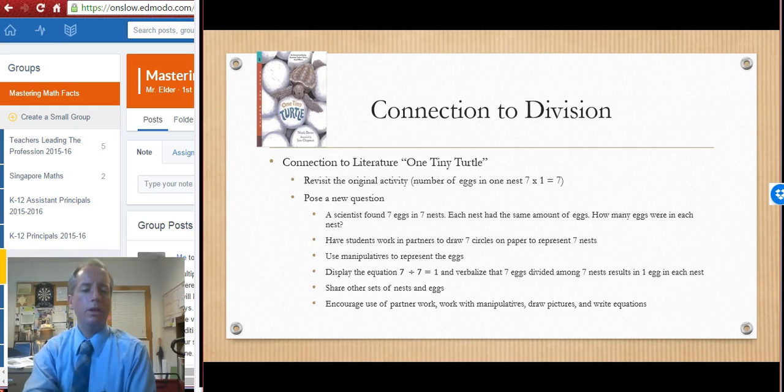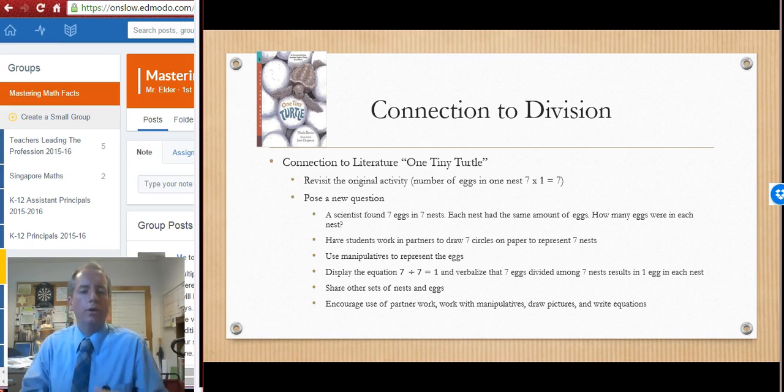And ultimately, as we get towards the end here, we connect back to division, right? We want to go back into that context that kids have with our tiny turtles. So we think about, what did that original multiplication sentence look like? Well, if I have 7 nests and there's 1 egg in each nest, then that gives me 7 total eggs. What happens if we flip it around? A scientist found 7 eggs in 7 nests. Each nest had the same amount of eggs, so how many eggs were in each nest?